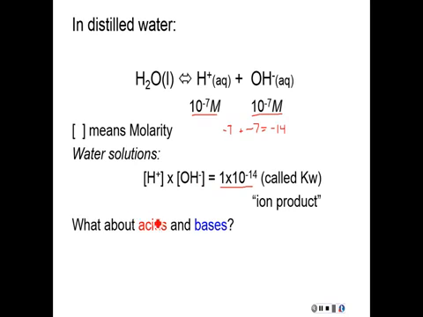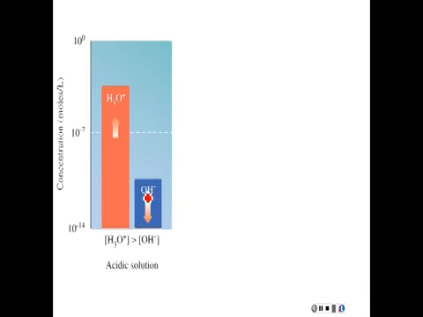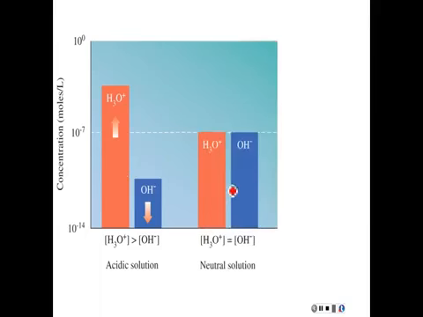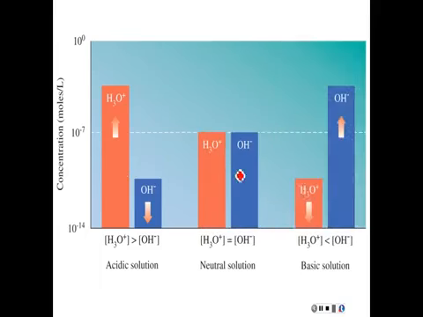So let's check out acids and bases and see what happens to these concentrations. So we have an acidic solution. In the acidic solution, we have a greater concentration of hydronium ions than hydroxide. So you notice a larger amount of hydronium here. In a neutral solution, these concentrations are equal. And in a base, the hydroxide wins out. But one thing to notice is that no matter whether it's an acid or whether it's a base, you always have both of these ions present. It's just which one is present in a greater amount.